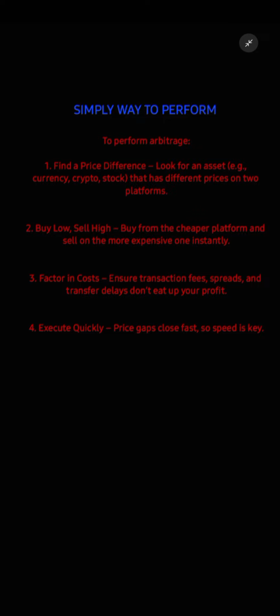Simple way to perform. To perform arbitrage, find the price difference. You have to look for an asset on a platform, which is Exness and Bybit. So that's the first step. Buy low, sell high. Buy from the cheaper platform, sell on the more expensive one instantly. So we are buying on Bybit and we are selling on Exness. That's how we are doing it.